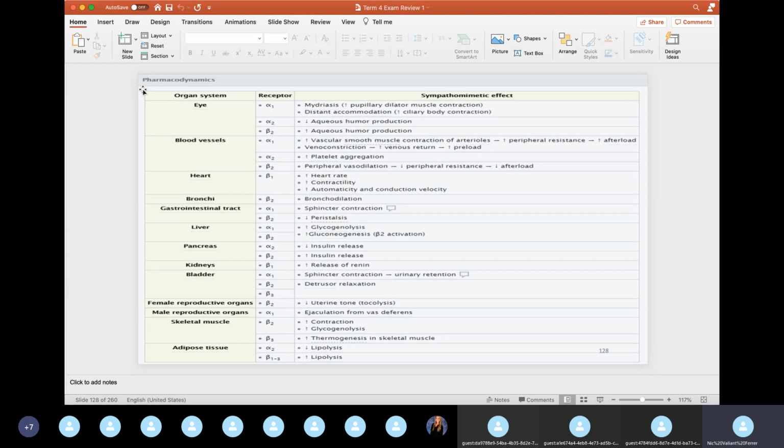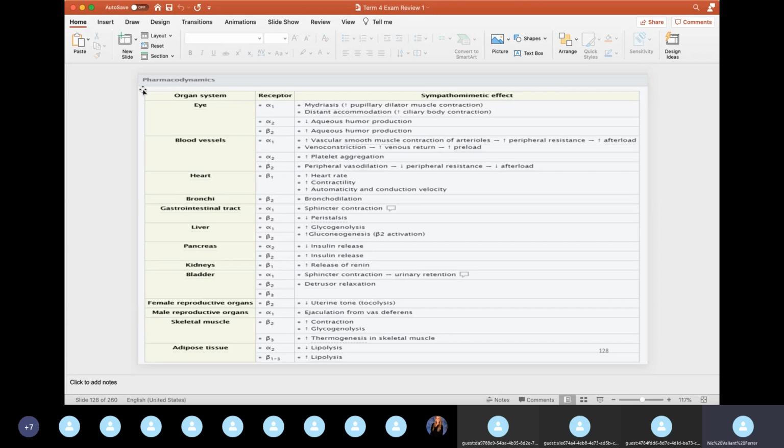So what happens if I have activation of my alpha 1? I can have mydriasis, I can have vasoconstriction, increase in preload, I can have increase in glycogenolysis, okay, or for the male reproductive system, remember, shoot, I can have ejaculation from the vas deferens. For alpha 2, this is GI, decreased aqueous humor, increased platelet aggregation, decreased insulin release for alpha 2, don't forget that, or decrease in lipolysis.